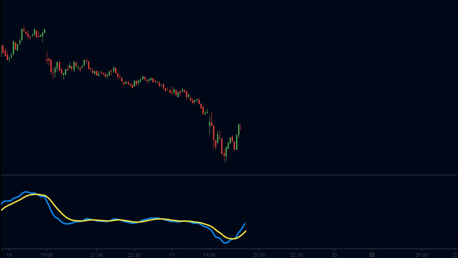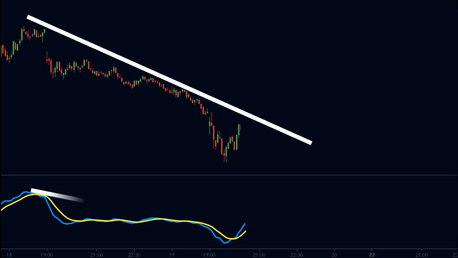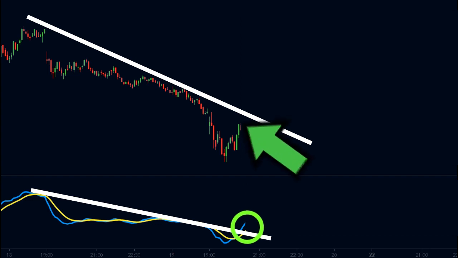We see an established downtrend here as the price is continuously making lower highs and lower lows. We now plot a trend line by connecting the lower highs. Similarly, we plot a trend line on the MACD to replicate the trend in the price. Look at this point. Here we see that the MACD has successfully broken above its trend line. But the price has not broken its trend line.